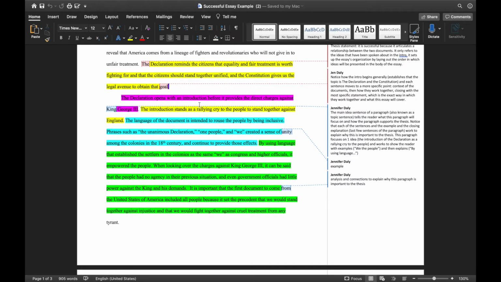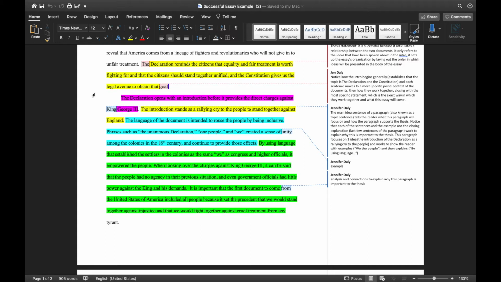The Declaration opens with an introduction before it provides the direct charges against King George III. The introduction stands as a rallying cry to the people to stand together against England. The language of the document is intended to rouse the people by being inclusive. Phrases such as "the unanimous declaration," "one people," and "we" created a sense of unity among the colonies in the 18th century and continue to provide those effects. By using language that established the settlers in the colonies as the same "we" as Congress and higher officials, it empowered the people.